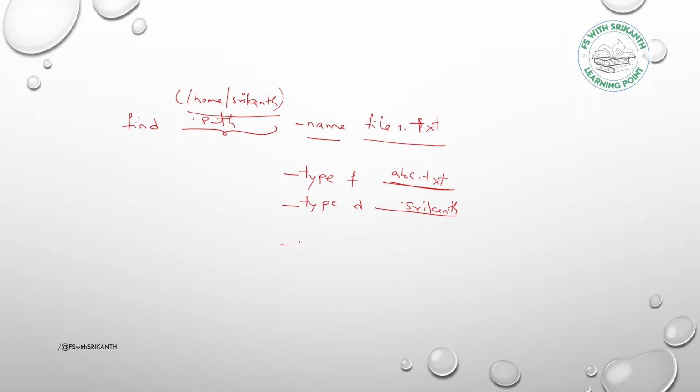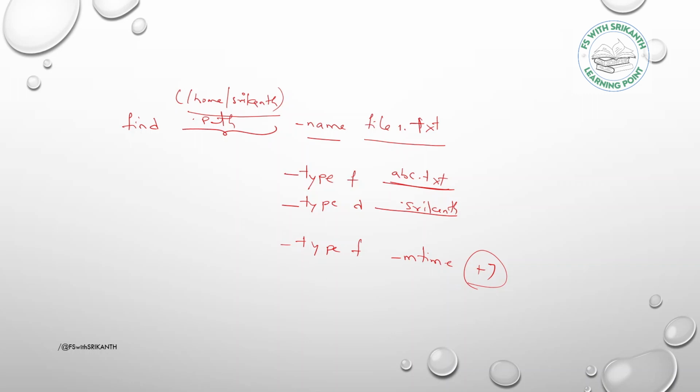And -type f, and -mtime -7. So this searches for files modified within the last 7 days. Within the 7 days, whichever file is modified. So this way we can search.